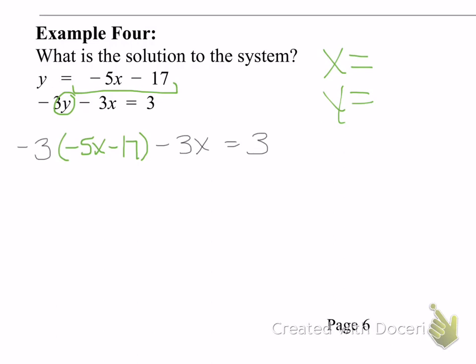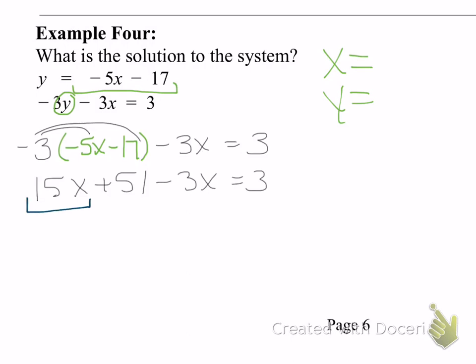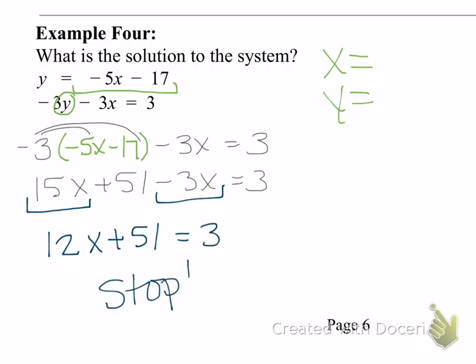Well, remember, how do we solve for these? Distribute your negative 3 through. So you'll have 15x plus 51 minus 3x equals 3. Remember, you do not distribute that negative 3 to the negative 3x just because it's not in parentheses. Next step is to combine your like terms. So we've got a 15x and a negative 3x. Well, that gives you 12x plus 51 equals 3. And I'm going to stop there.